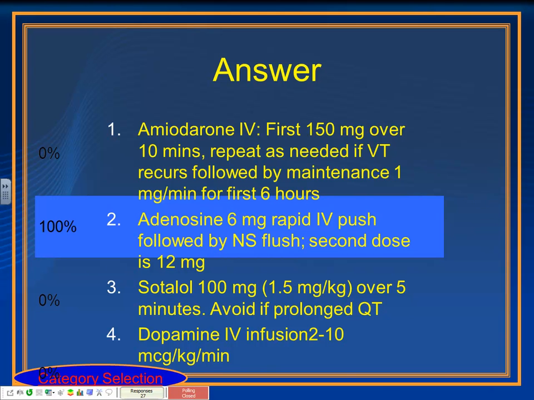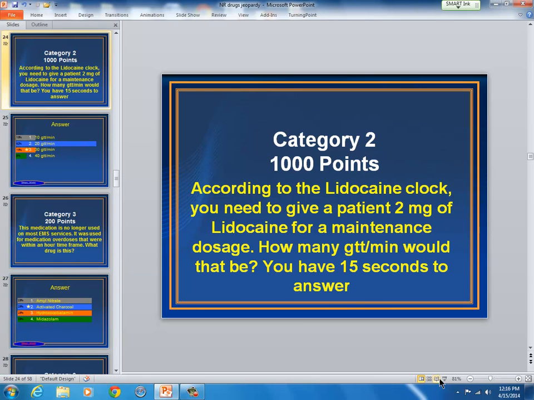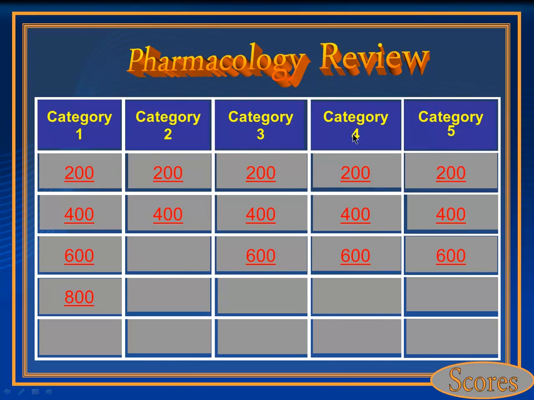Correct answer is adenosine 6 milligrams first, followed by a second dose of 12 milligrams. Don't give a third dose anymore. Back. There we go. All right, group number 4.